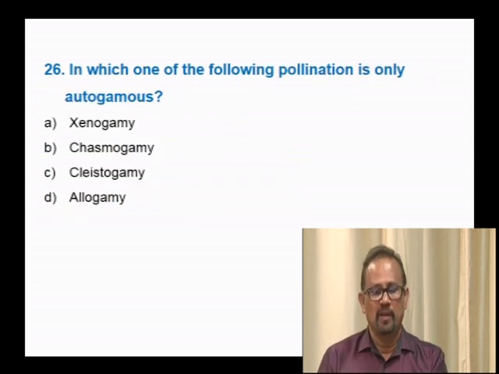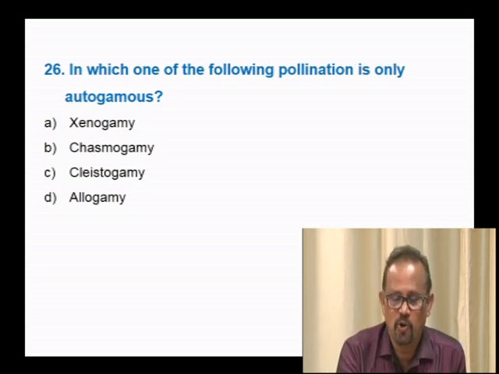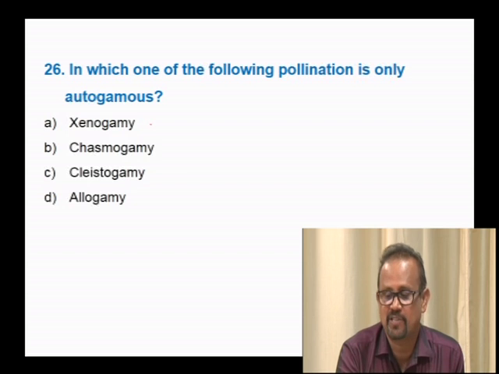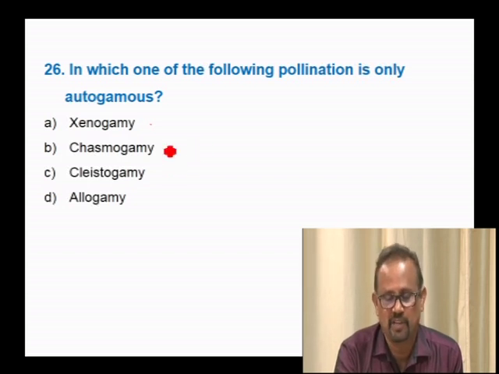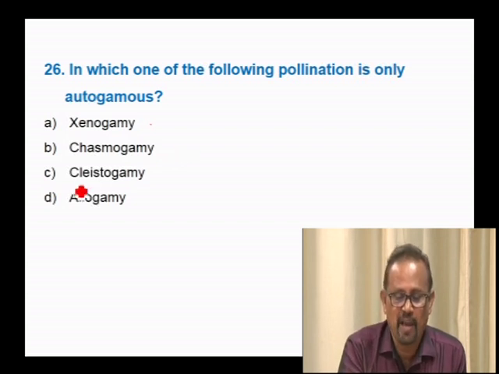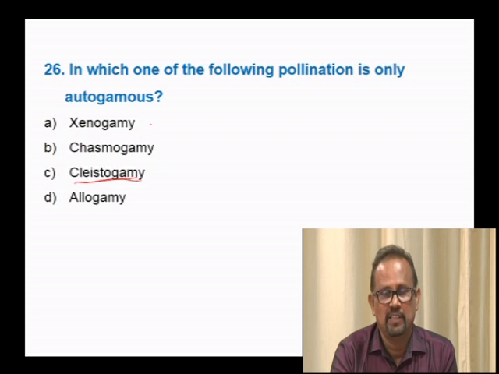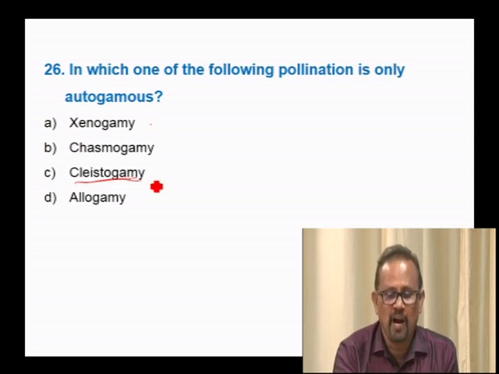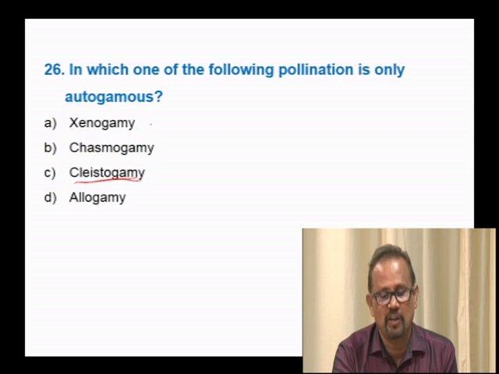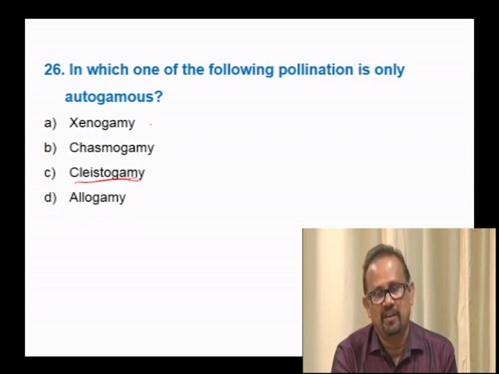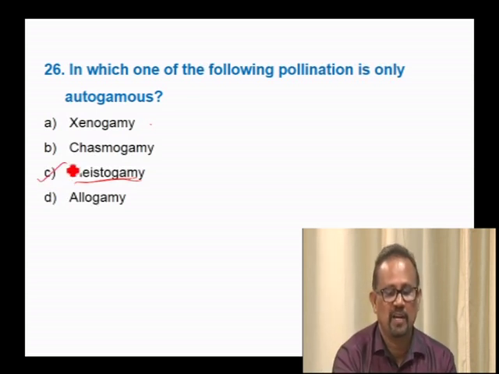Next question. In which one of the following is pollination only autogamous? See, xenogamy is the pollination brought about between genetically dissimilar plants. Chasmogamous flowers are those which bloom, where they can go for both self as well as cross pollination, that is both autogamy and allogamy. Cleistogamy is the case where the flowers do not bloom, therefore only autogamy is possible. It is one of the contrivances for self pollination. Allogamy is again the pollination between the flowers of two genetically different plants, therefore the answer is cleistogamy.